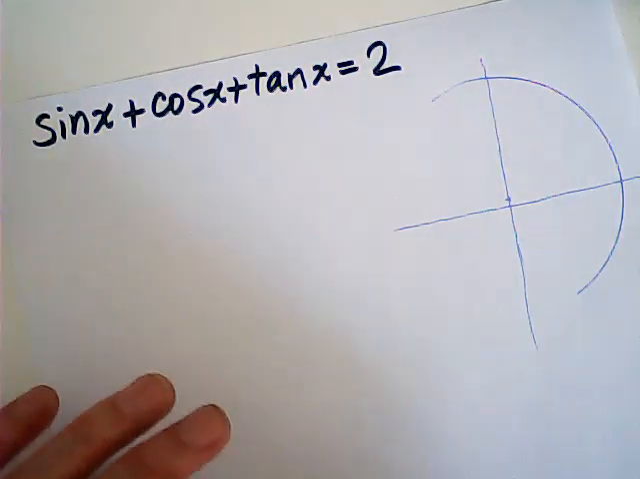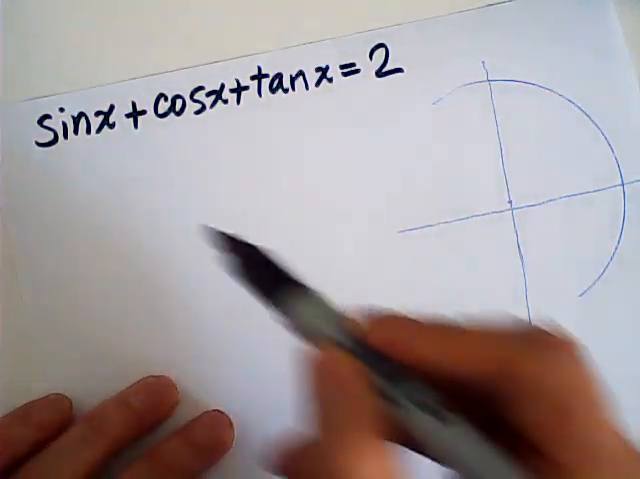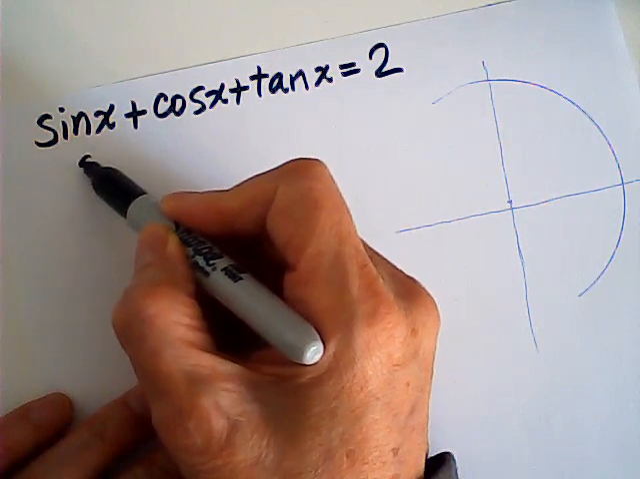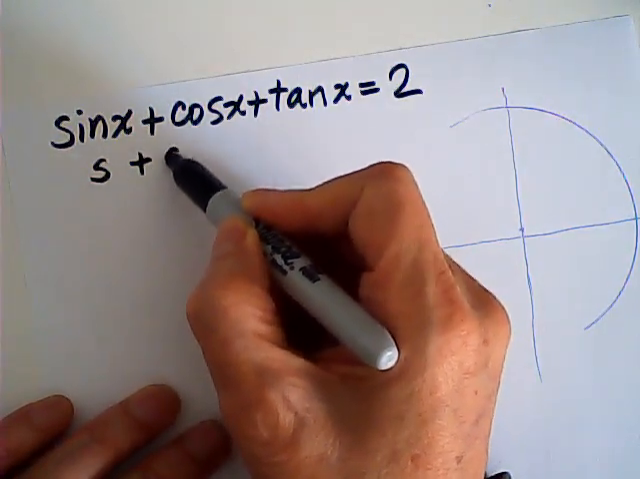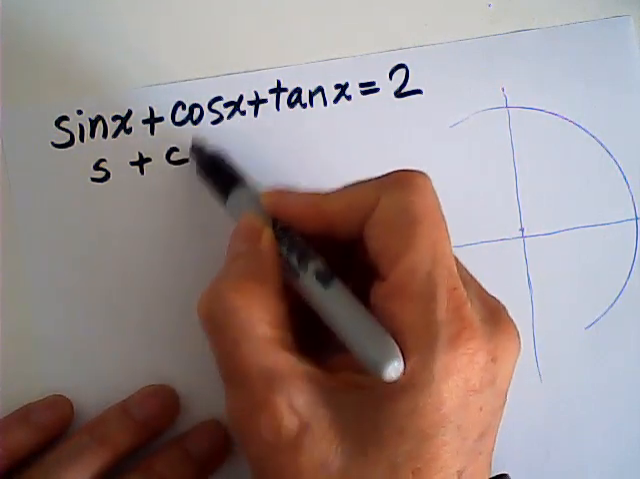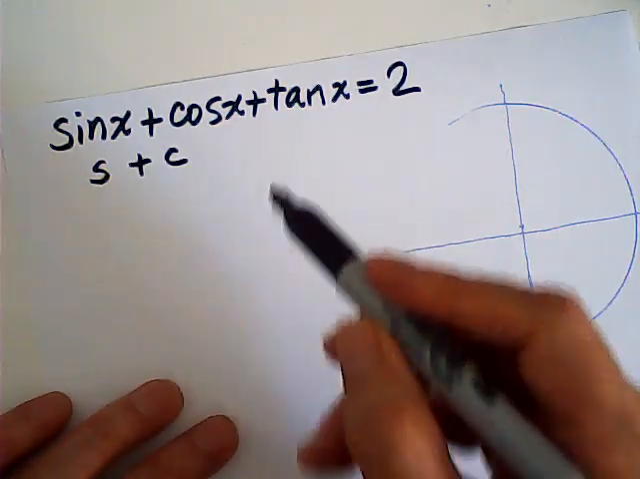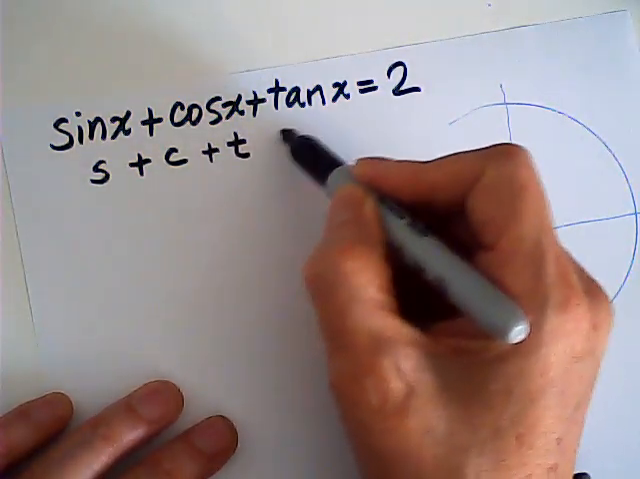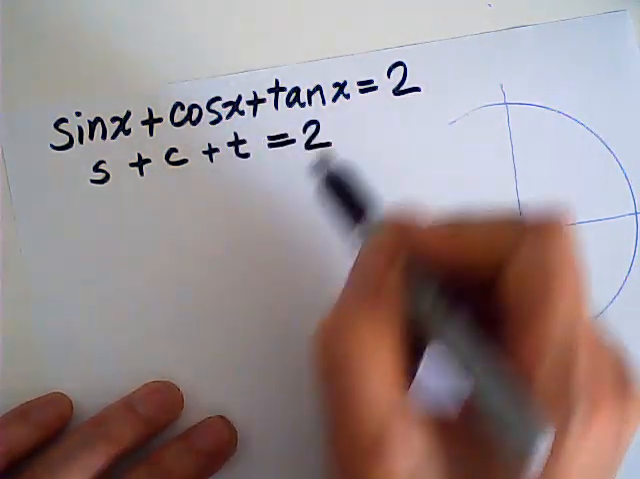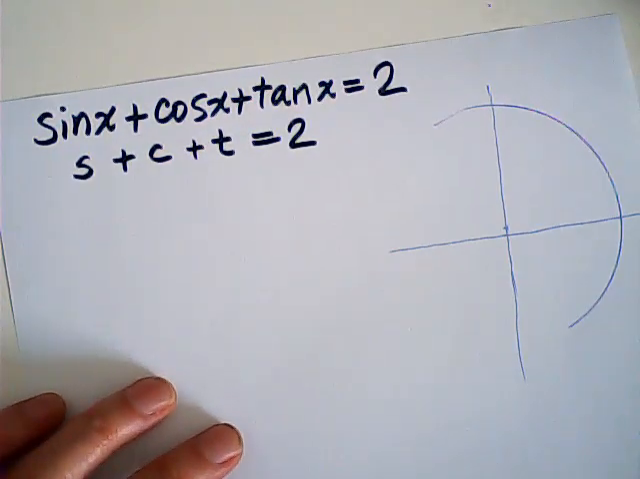Okay, to start with, let me use S to stand for sine, C to stand for cosine, and T to stand for tangent. So we are solving this equation: S plus C plus T is 2.